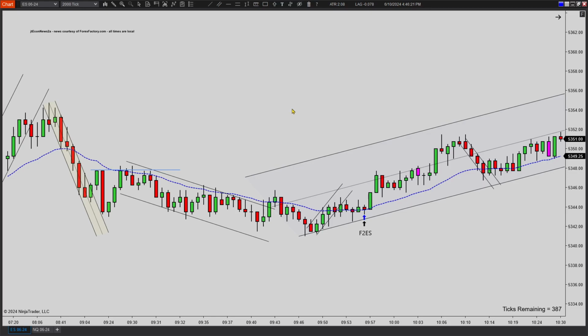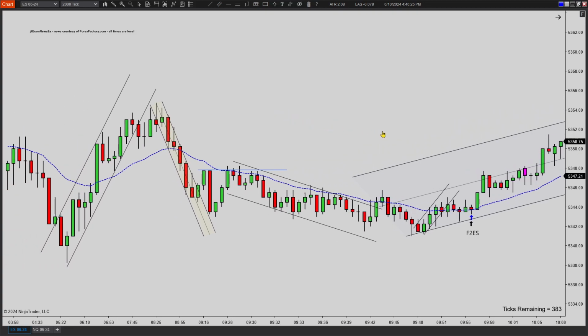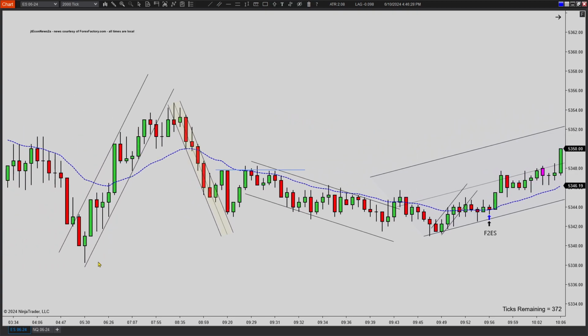This will be our chart lesson for today of the ES Futures 2000 Tick Chart. So let's jump right into it. Pre-market session here. Market opens 9:30 my time. We have a nice move up in the pre-market with a break and new high. Don't see anything in the pre-market session.